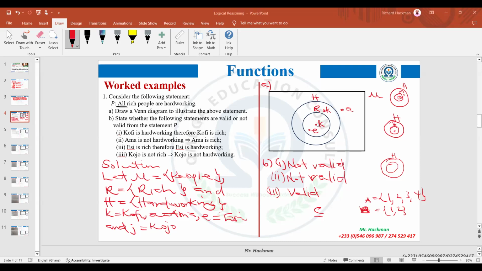So you cannot use only one K. Move on to the other one. This K, is it rich? No. So obviously, you can see that Kofi is not rich. You have a Kofi who is not rich, but what? Hardworking. So the fact that Kofi is hardworking is the condition.